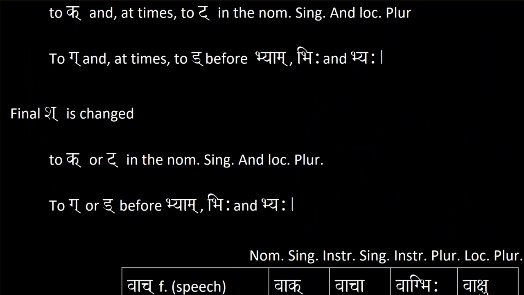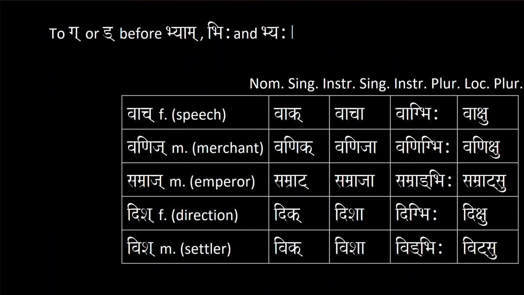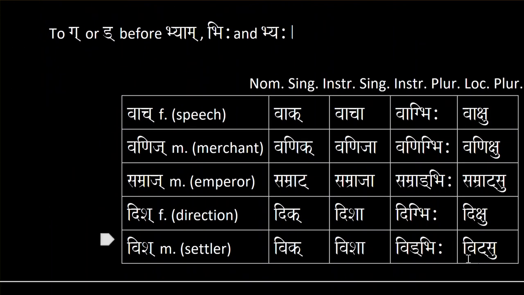And then finally, the final sha is changed to ka or ta in the nominative singular and locative plural, and then to ga or da before bhyam, bhis, and bhyas. Our examples here are the last two.